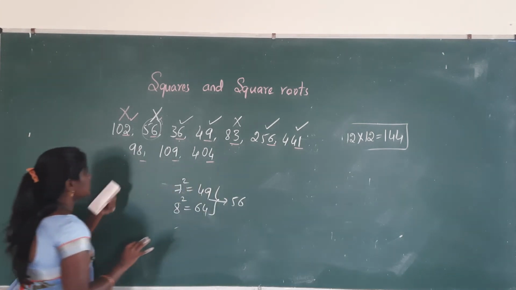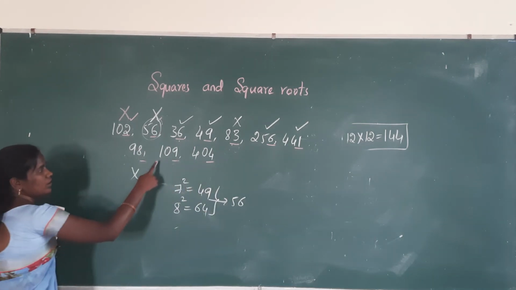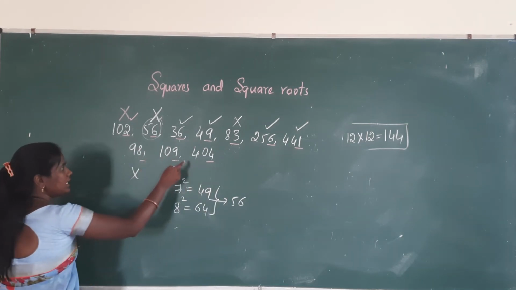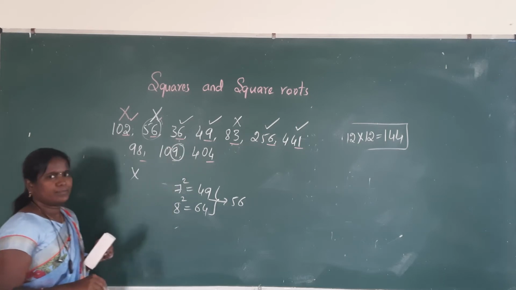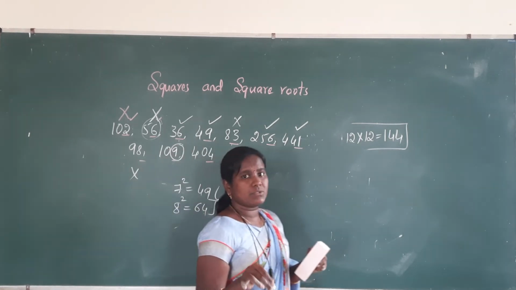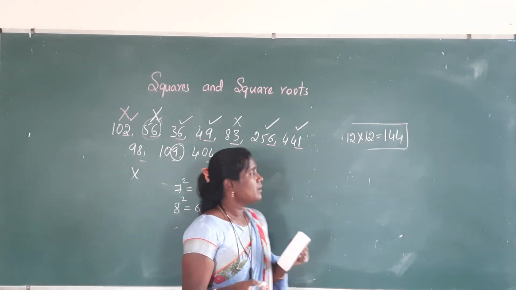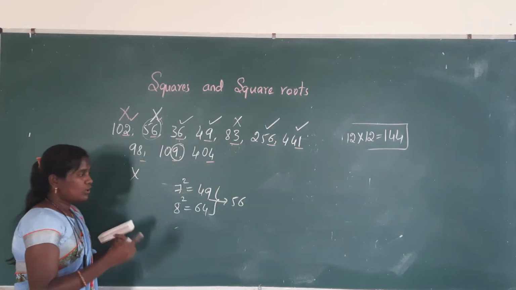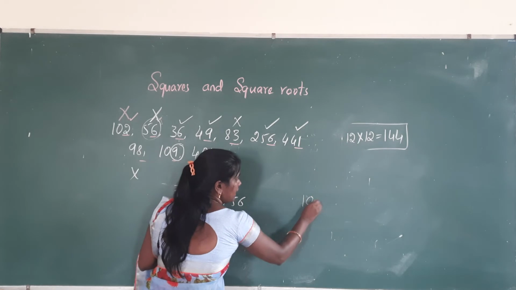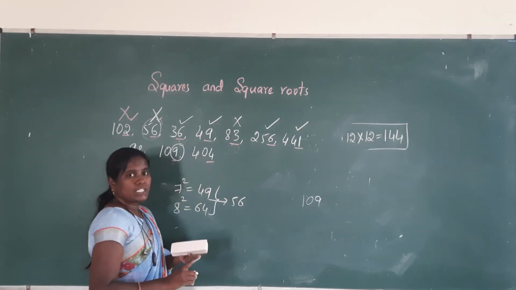121. Next, 98, it is not. 109, 109 is there, it is ending with 9. The number which ends with 9 may be a perfect square, but 109 is there here. That 109, it lies between which two integers?